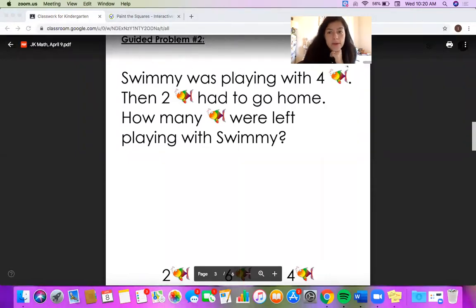Swimmy was playing with 4 fish. She was playing with 4. But then 2 fish had to go home. How many were left playing with Swimmy? All right, this is going to be a subtraction problem. And now we can start drawing out our problem.